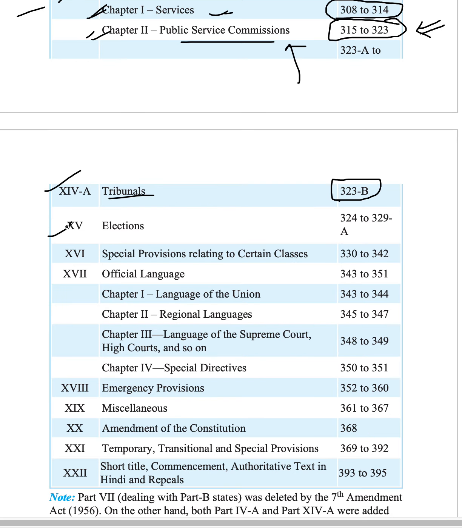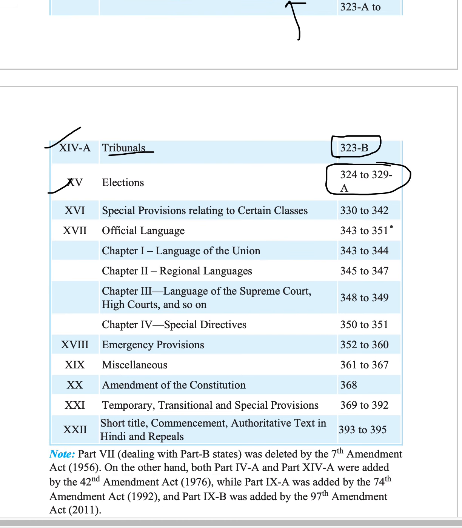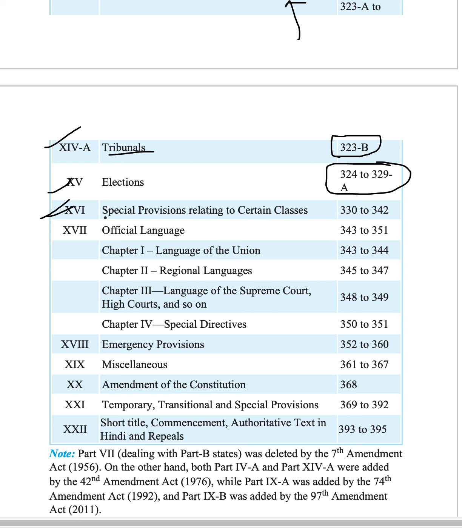Then Part 15 covers elections. All provisions are covered in 324 to 329. Then Part 16 is special provisions relating to certain classes. This is covered from 330 to 342. So this is also very important, because here most of the rights of scheduled castes, scheduled tribes, as well as the backward castes, and the provisions related to the upliftment of these particular classes are provided from 330 to 342.